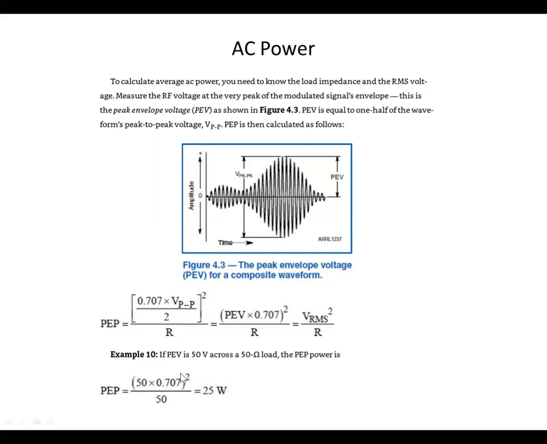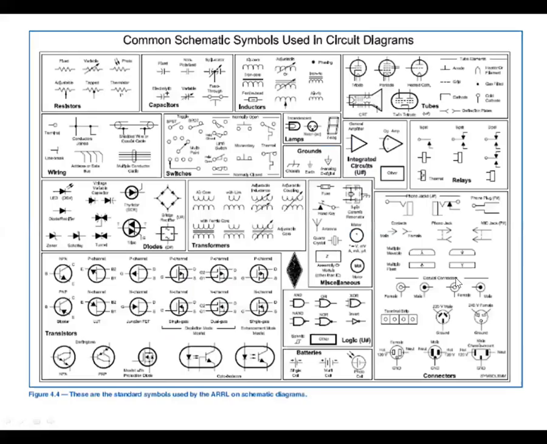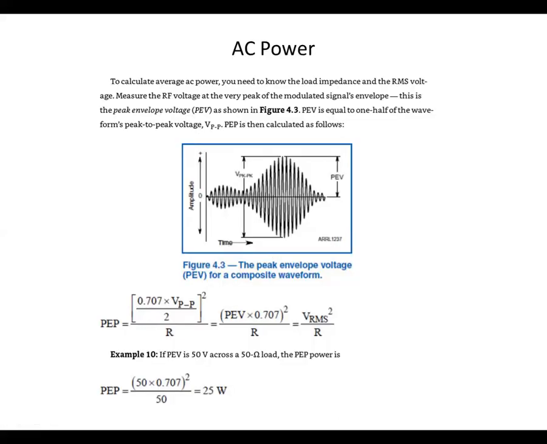Here they gave an example. Peak envelope voltage is 50 volts, and we're across a 50 ohm load, which is typical for an RF antenna, one type of, or several types of antenna, but that's a common impedance. Then the peak envelope power you can calculate as 50 times 0.707 squared divided by 50, or 25 watts. Any questions on that? I think it'll make more sense when we get into amplifiers and antennas. Yeah, so far so good.